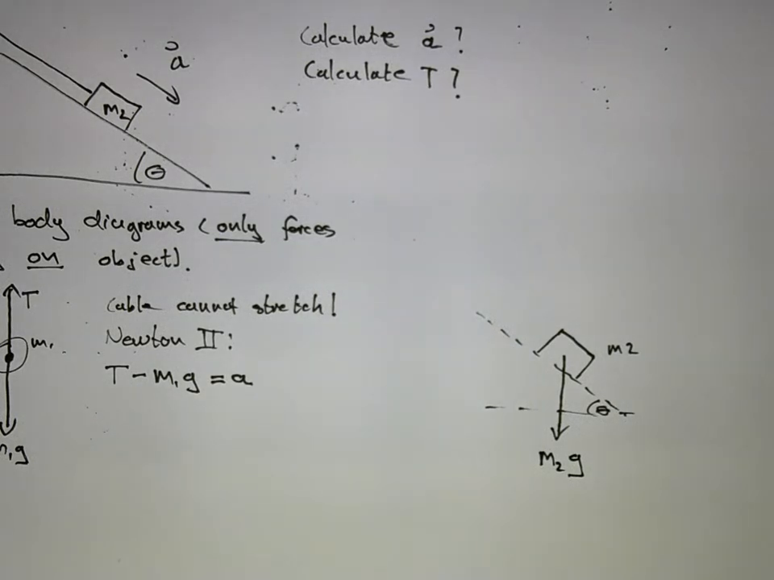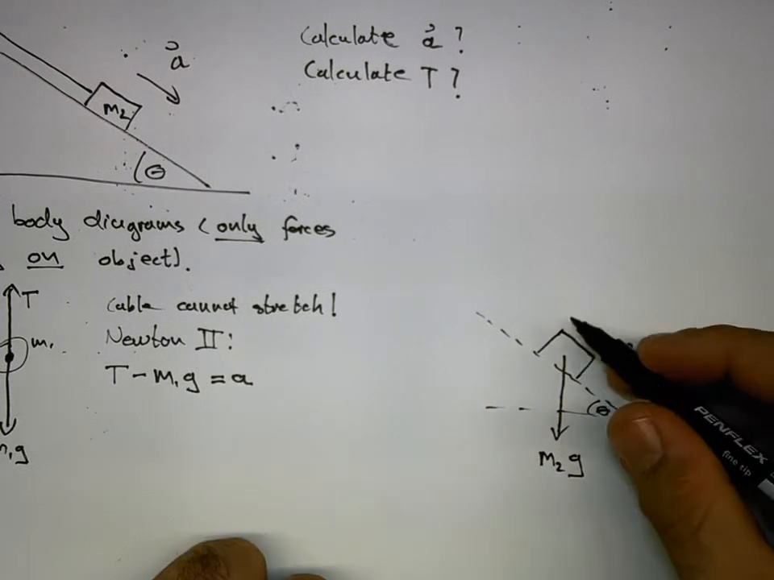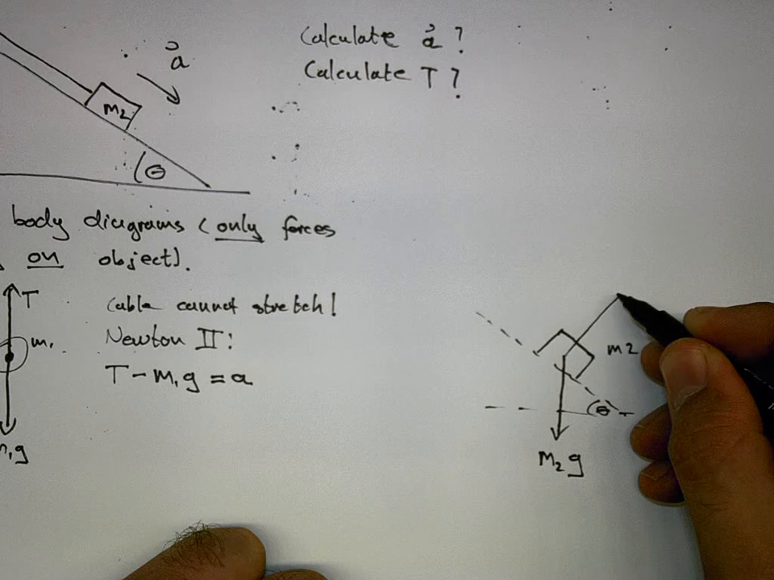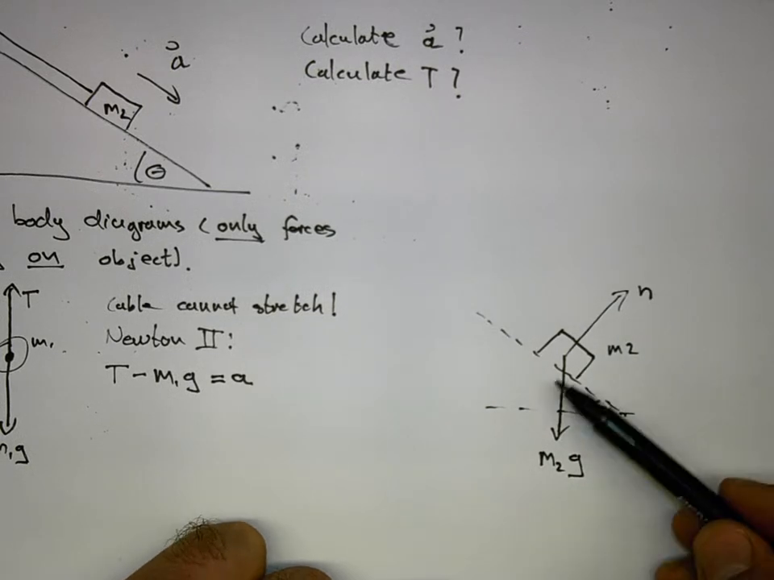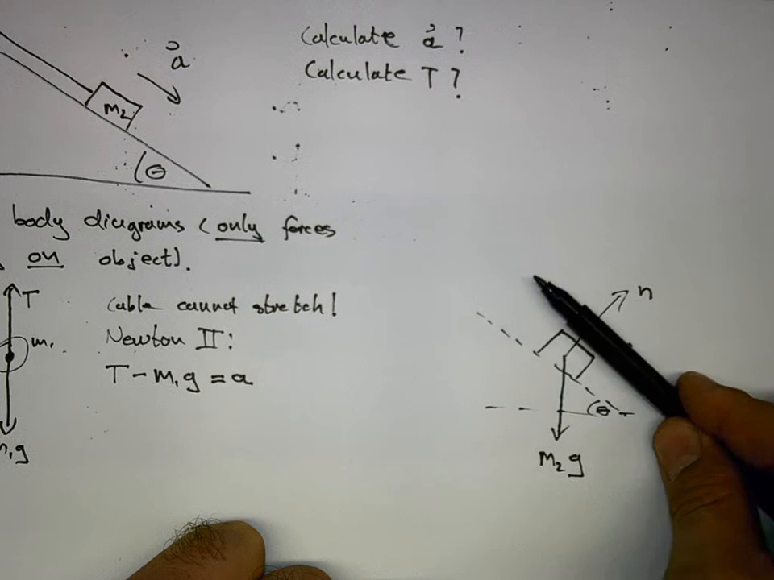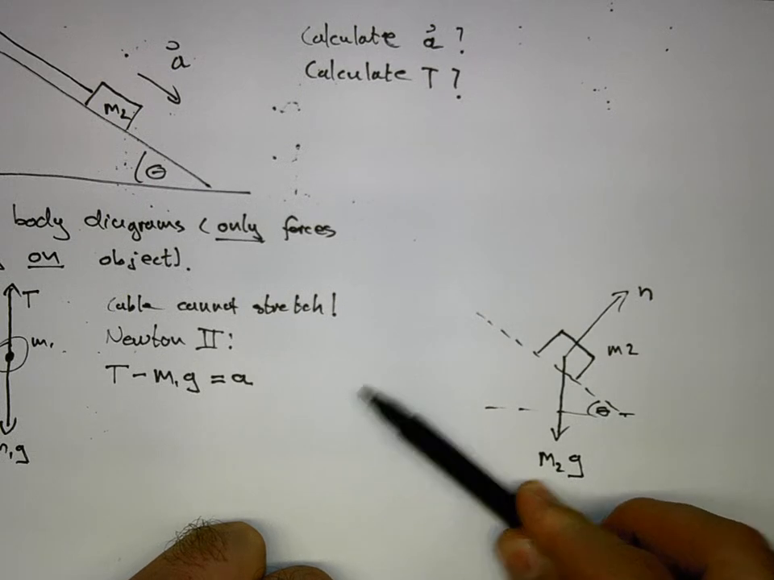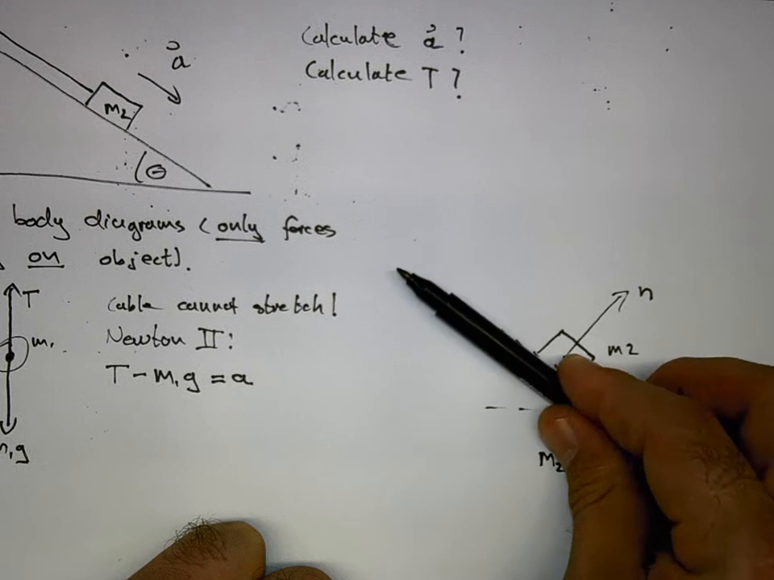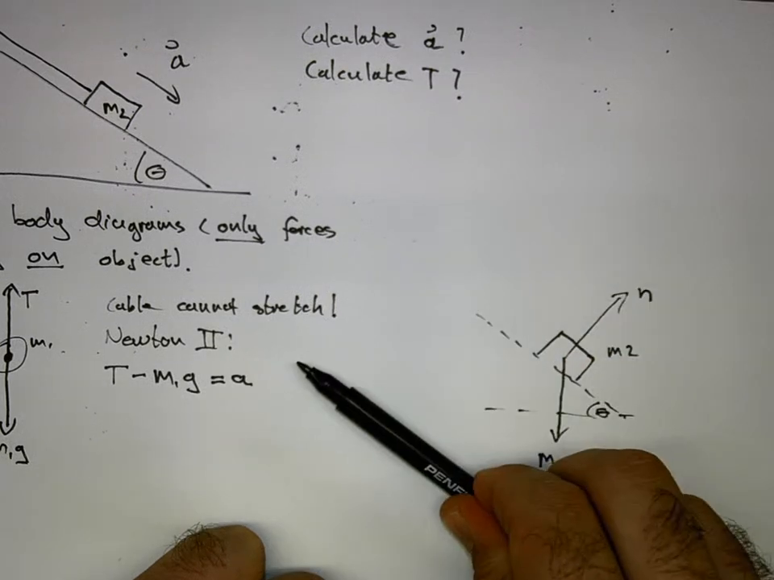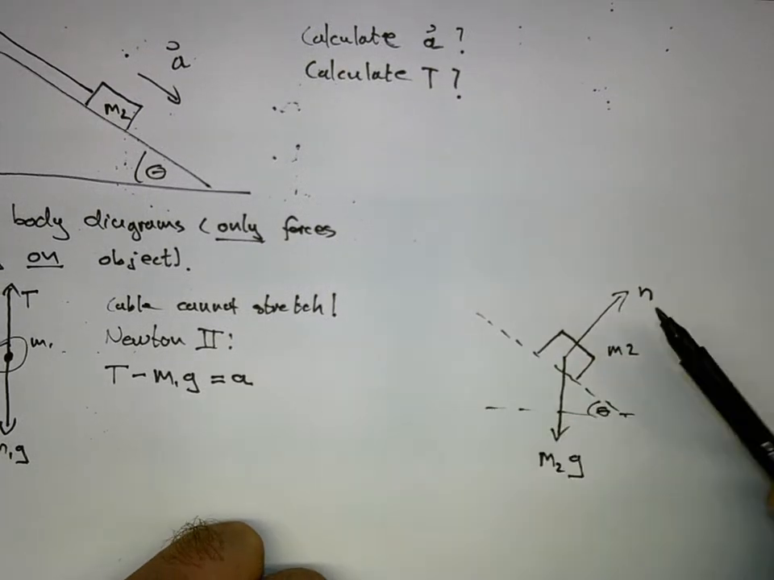Now, remember, if there's a surface, the normal force it produces must always be perpendicular to the surface. So the normal force must point in that direction in this case, because it's the force that prevents this mass from falling through the surface. It can slide up and down, but there must be some force that prevents it from falling through the surface if the surface wasn't there, and that force is a normal force.